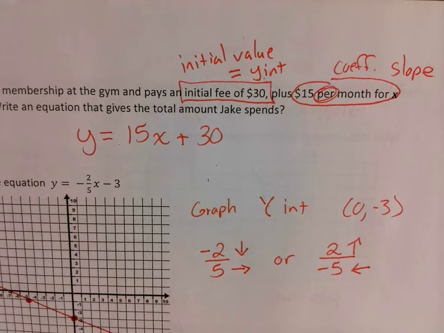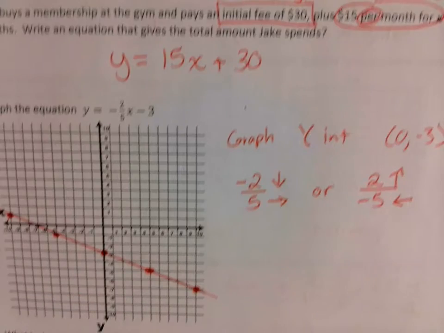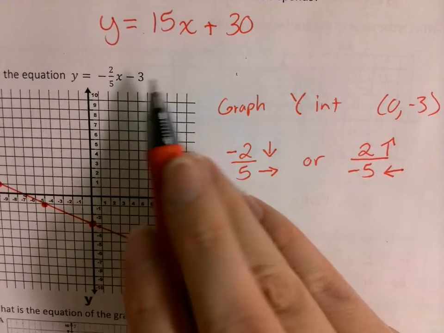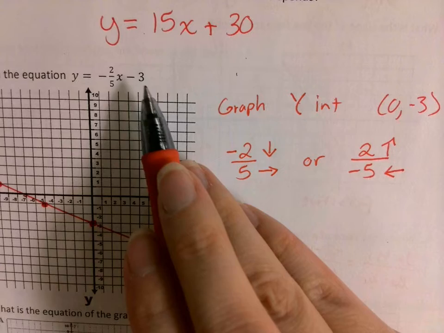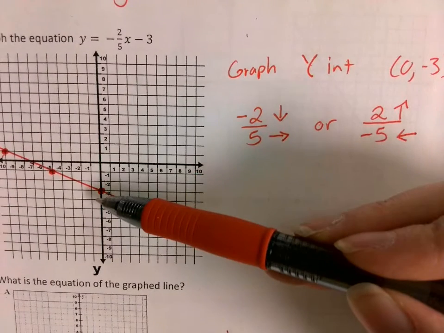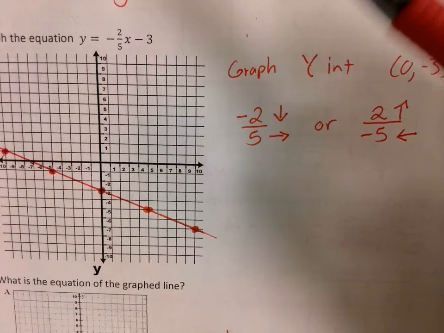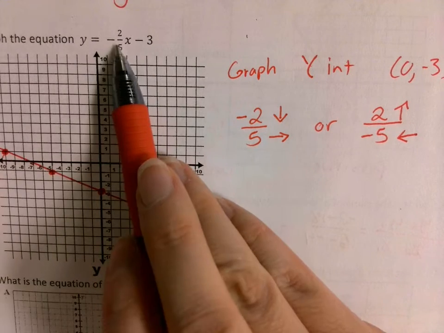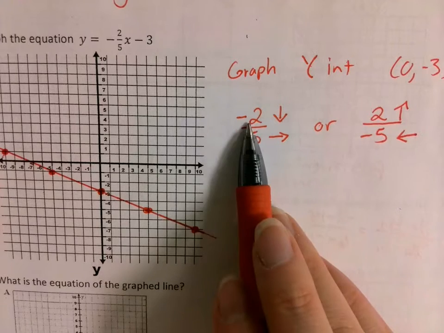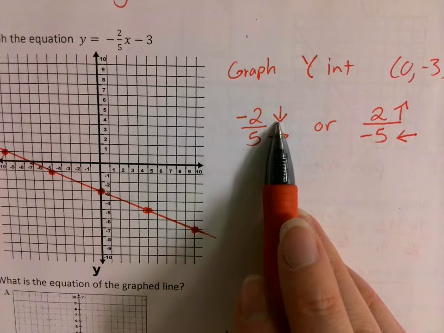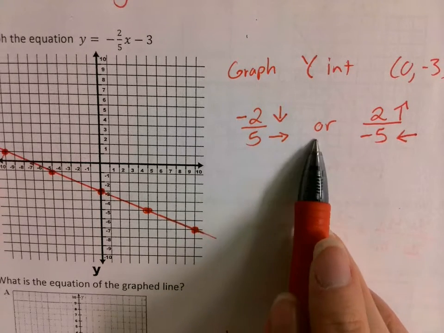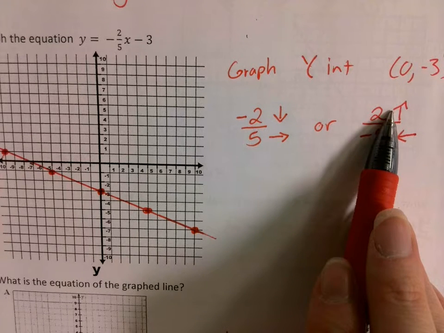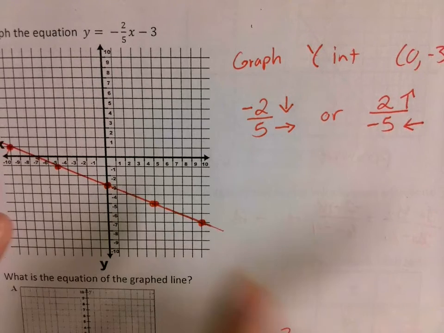For problem number 7, graphing. Remember, when you graph, start with your y-intercept first. Our y-intercept is at -3. So we're going to go onto the graph and plot the point -3. Then we're going to use our slope as directions. Since our slope is negative, it could be -2 over 5, which means you'd go down 2, to the right 5. Or you could do +2 over -5, meaning you go up 2 and then to the left 5. You use those as coordinates to plot your next points.